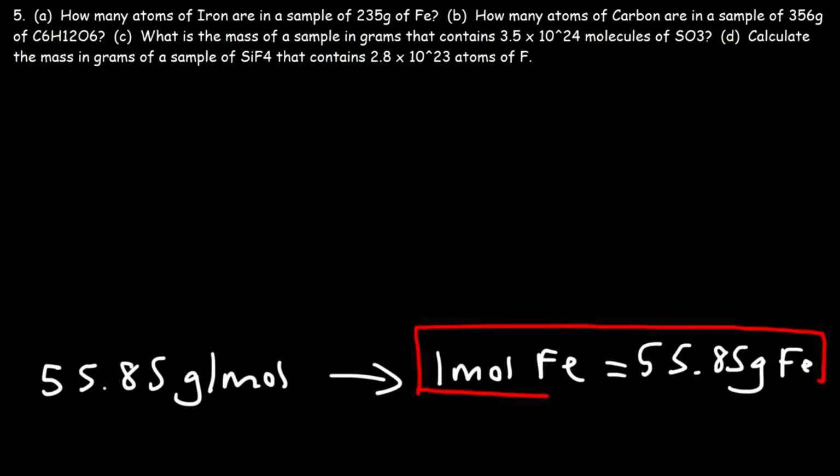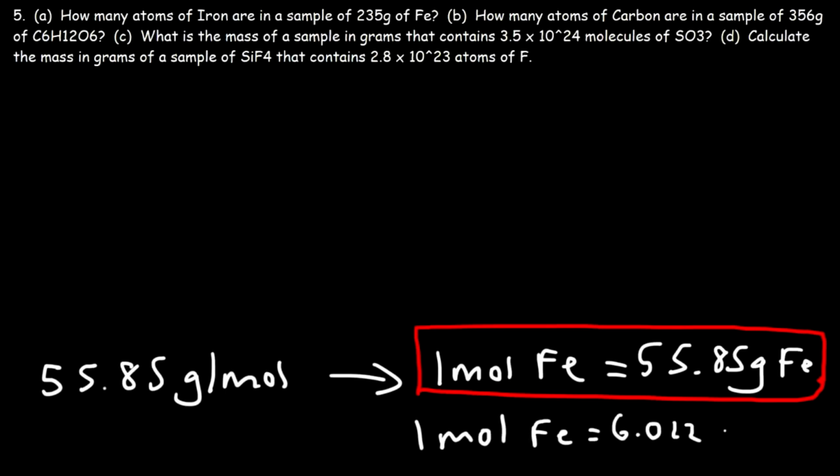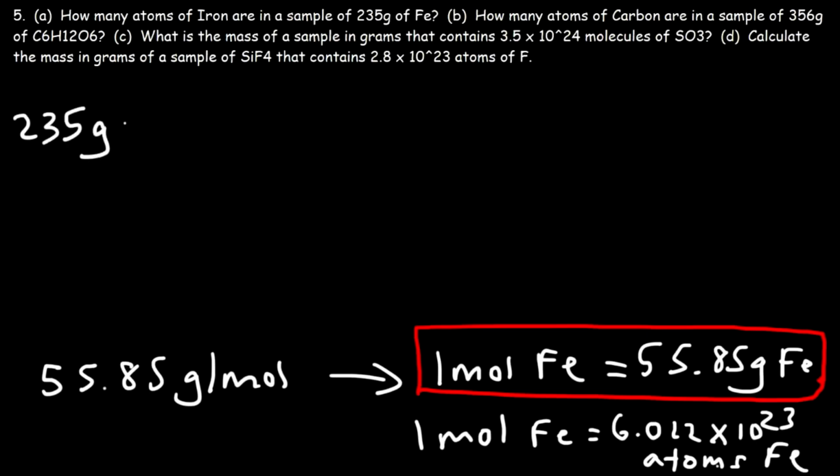The second one is just Avogadro's number. We know that 1 mole of Fe contains 6.022 times 10 to the 23 atoms of Fe. So let's begin. Always start with what you're given. In this case, 235 grams of Fe.